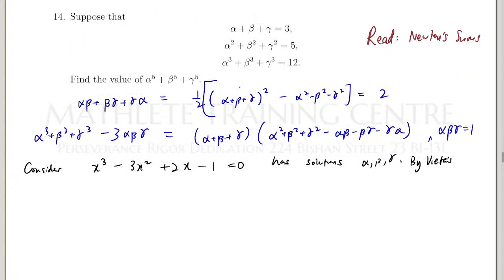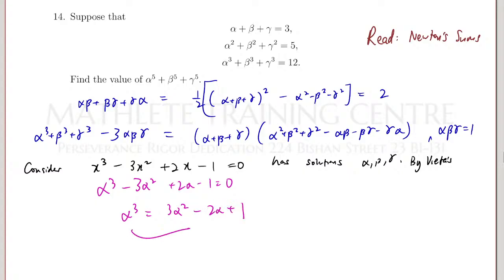How come? Because, for example, alpha is a solution of this. Means that alpha cubed minus 3 alpha squared plus 2 alpha minus 1 is 0, right? So alpha cubed is equal to 3 alpha squared minus 2 alpha plus 1. I can do this, a reduction of powers. So I can reduce alpha to the power 5. Okay, so from here we can say x power 5. Okay, so let me rearrange this.